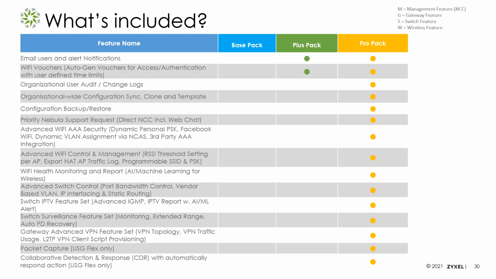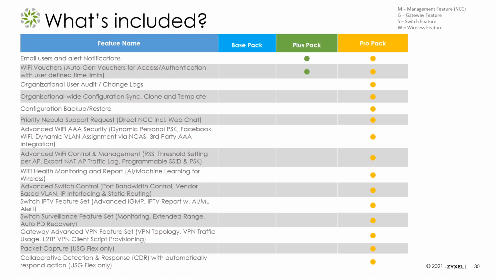The ability to back up and restore configuration files for some of your devices. The ability to open up a ticket directly with Zyxel's headquarters, if you're having any sort of issues with Nebula, requires the Pro pack. Advanced Wi-Fi AAA services require the Pro pack, for something like, say, Infinite Wi-Fi if you want to work with their services. If you want to use dynamic pre-shared key, you do need to use the Pro pack.